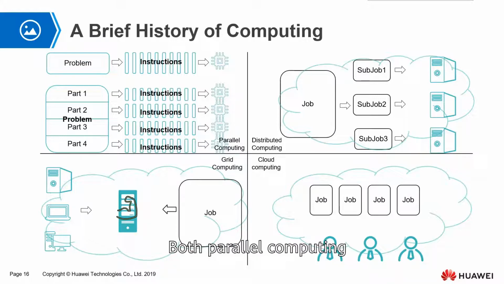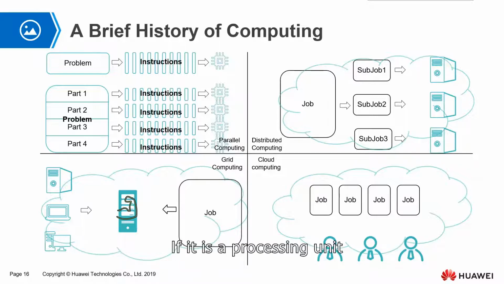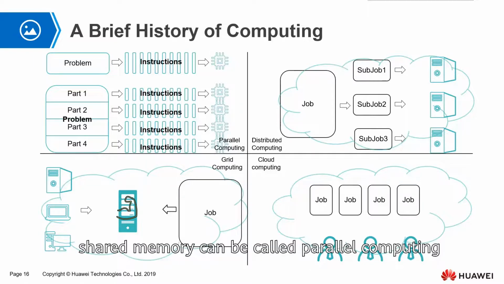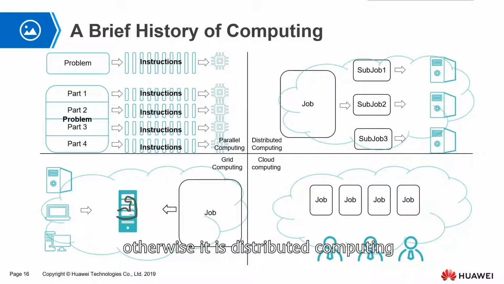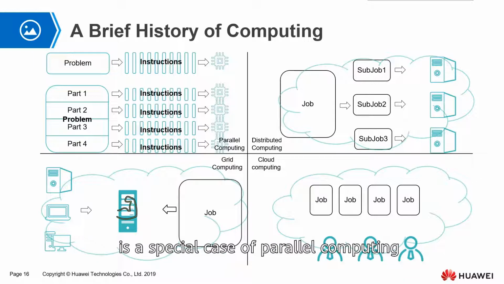Both parallel computing and distributed computing aim to get higher performance and to break one big task into small ones. If the processing units share memory, it can be called parallel computing. Otherwise, it is distributed computing. Of course, some people think that distributed computing is a special case of parallel computing. This is a correct statement.